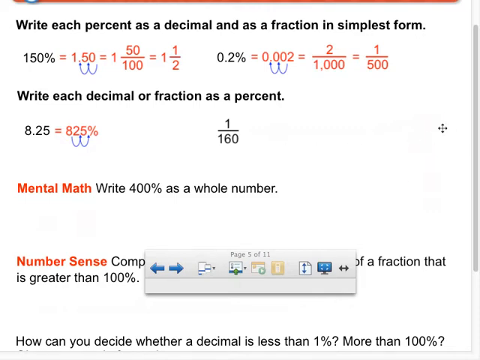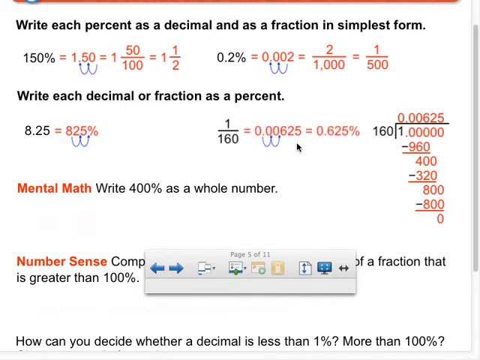So if we divide this out, here's what we got. Okay? And then I have my decimal. And then to convert a decimal to a percent, I move it toward where the percent sign would be. This is what it is as a percent. Do you guys understand? Okay.